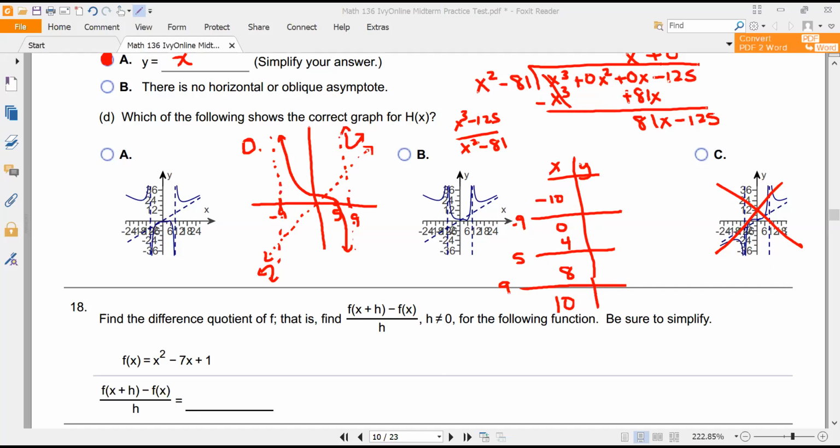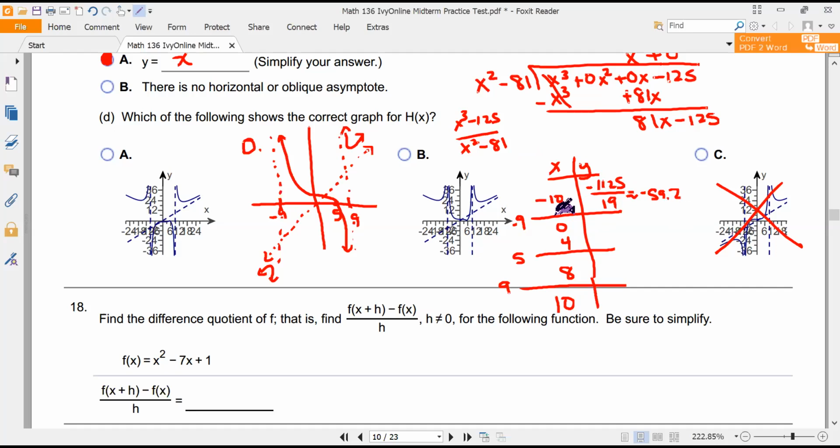So -10 cubed is going to be negative. It's -1,000 minus 125. So -1125 divided by, if you square -10, that'd be 100. 100 minus 81 is 19. So this is -1125 divided by 19. This is about -59.2, which is way down.